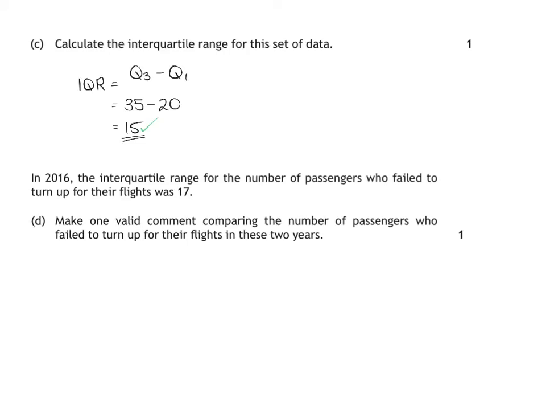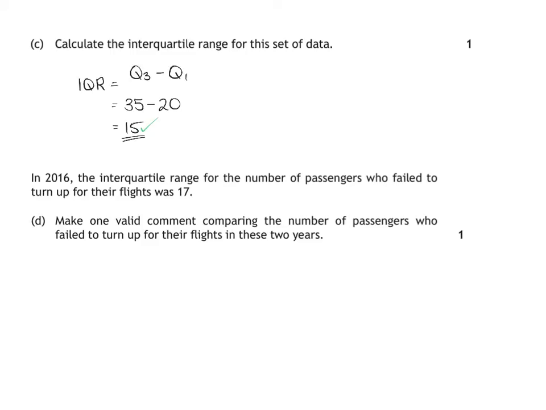So for part D, we need to make one valid comparison comparing the number of passengers who failed to turn up for their flights. So the interquartile ranges are what we have. We know that in 2017, I think that's the date that we had on the first one, the interquartile range is 15, and now the interquartile range is 17. The interquartile range is talking about the spread of the data, or the variability of it. So we need to make a sentence about it.